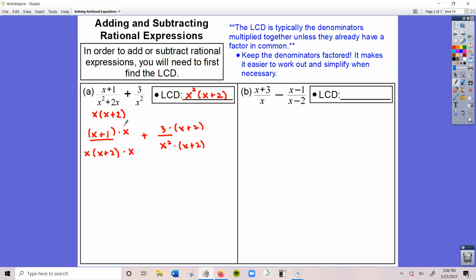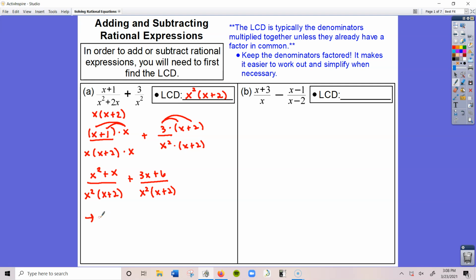For this first one, if I distribute this x, I get x squared plus x over x squared times x plus 2. Plus, now here we have the 3. So I'm going to distribute this 3 with the x plus 2. So we get 3x plus 6 all over x squared times x plus 2. See how the denominators are the same. So we can write this as one fraction.